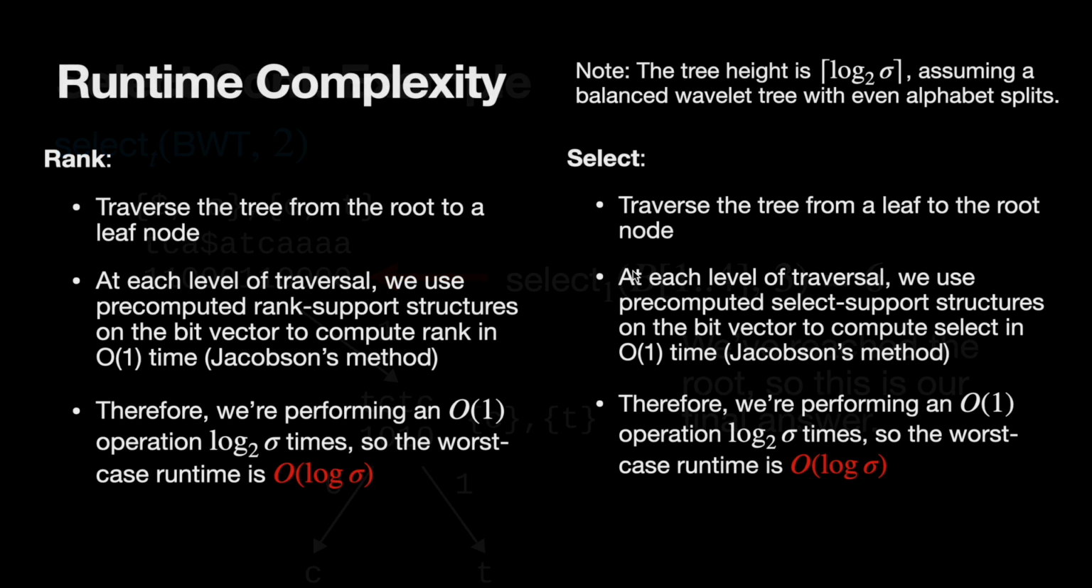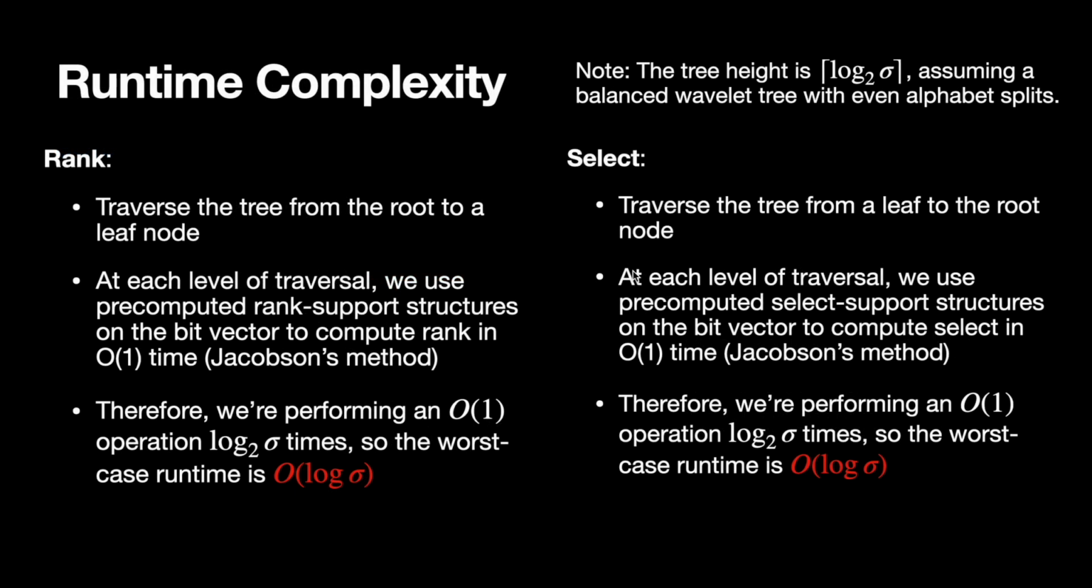Now, in terms of runtime complexity, I first want to note that the tree height is assumed to be the ceiling of log base 2 of sigma, lowercase sigma, the size of the alphabet, assuming a balanced wavelet tree with even alphabet splits. So as you go down the tree, there will ultimately be sigma leaf nodes, and so the height of the tree is going to be log base 2 of sigma, because at each position you're kind of halving it.